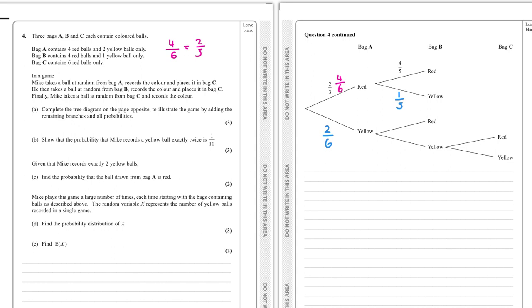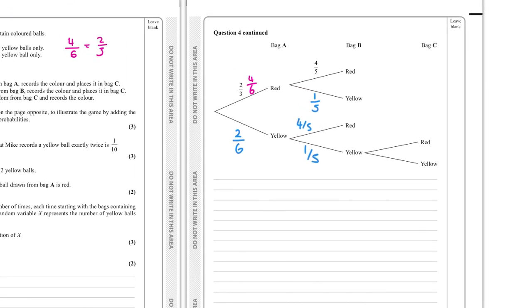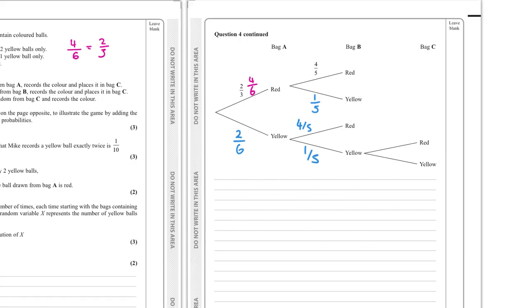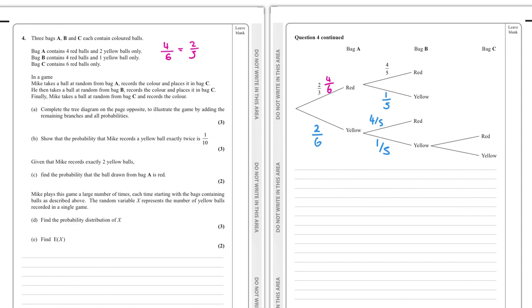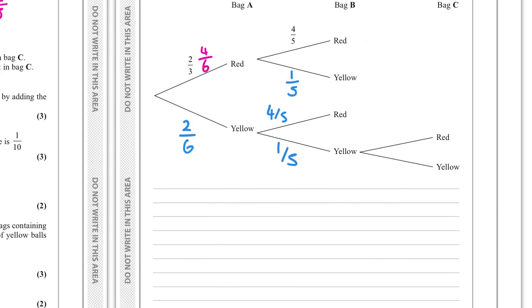Now, he takes a random ball from bag A, records the colour and places it in bag C. Okay, he takes a random ball from bag B, records the colour and places it in bag C. So none of this changes for the B bag. Right, now we have to think about this. He records it and puts it into bag C, okay? He takes a ball at random from bag C, records the colour.